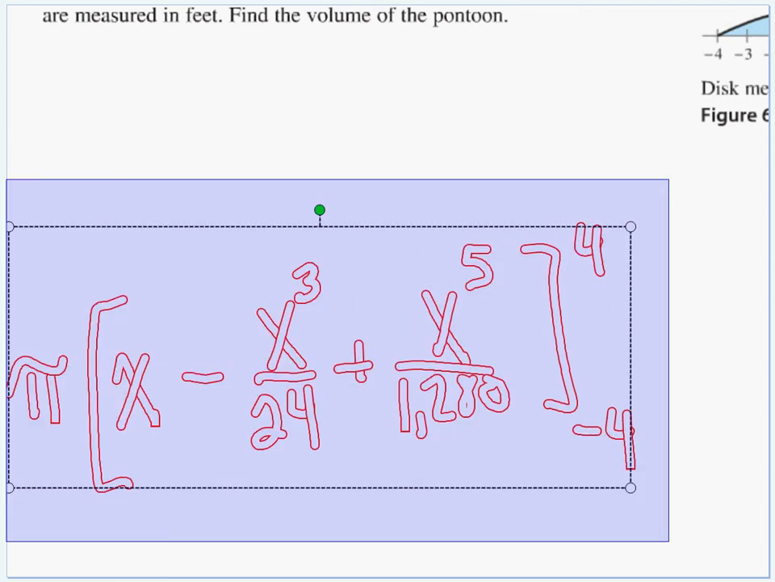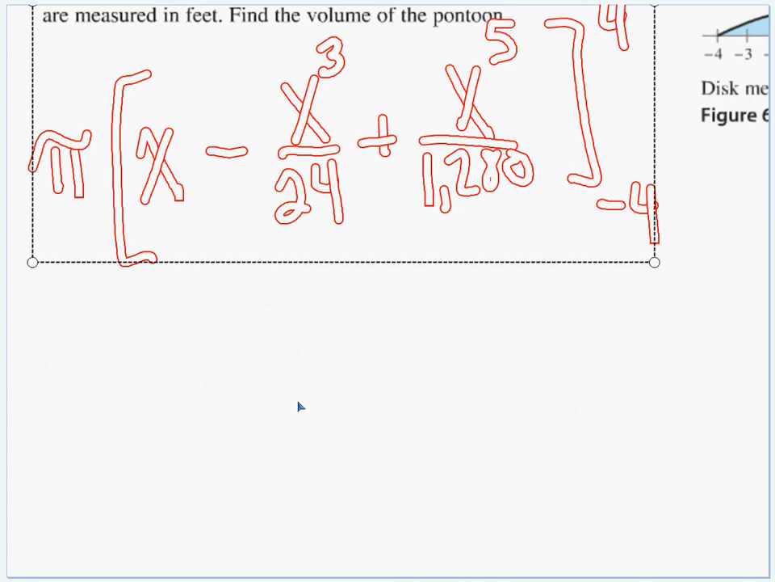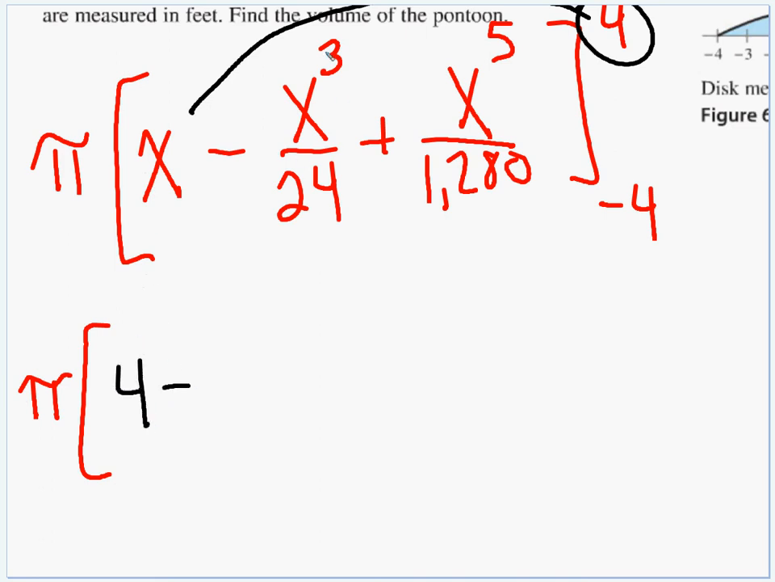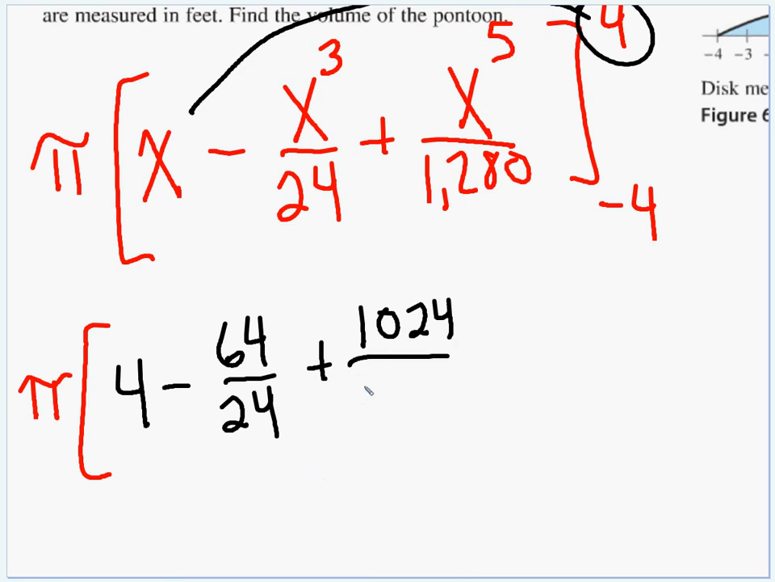So this looks like it's going to be fun. So again, pi is out here. And I'll switch to black ink for my upper limit. 4 jumps in. 4 jumps in for x, so that just becomes a 4. Minus 4 cubed is 64, 24ths. Plus 4 to the 5th is 1,024 over 1,280. So there's our upper bound.